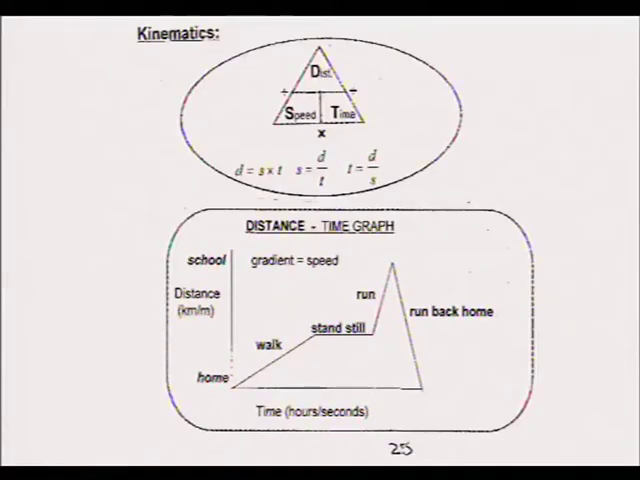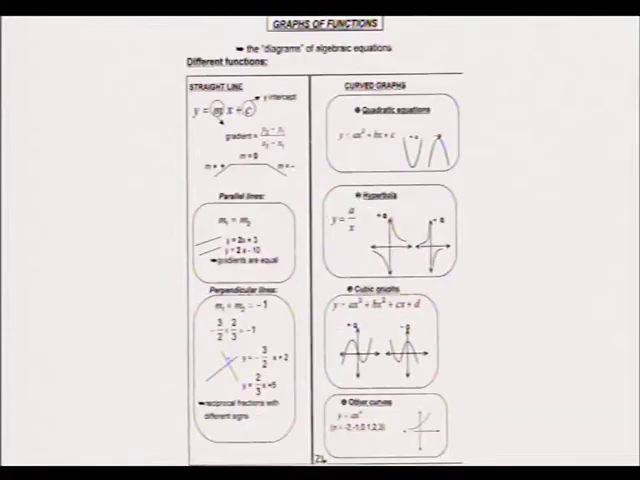Kinematics, distance over speed times time. So distance is equal to speed times time. And speed will be distance divided by time. If you have to find the time, it is distance divided by speed. Okay, there's some examples where you can look through.